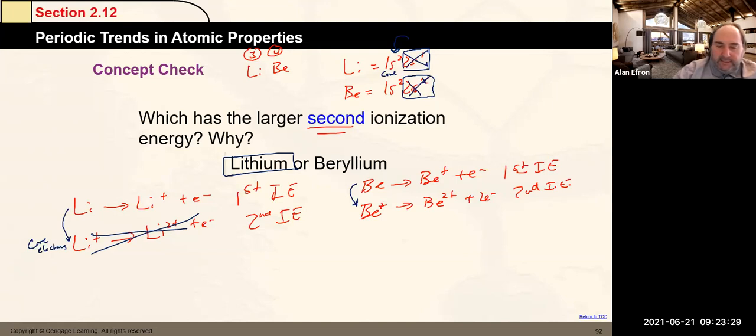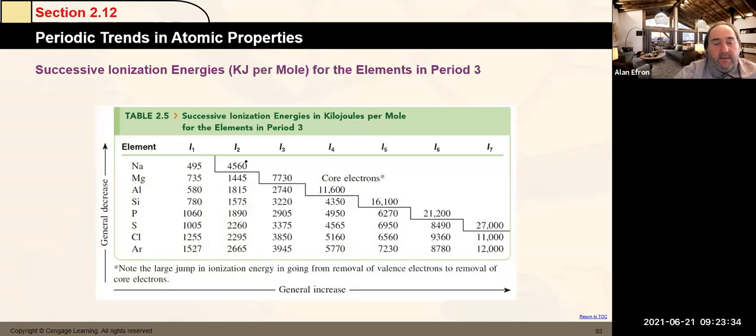So here's a chart of ionization energy, and this is 1 through 7. So it's first ionization energy. So basically first electron, second electron, third electron coming off, fourth electron, and so forth. And what we see is what we talked about.